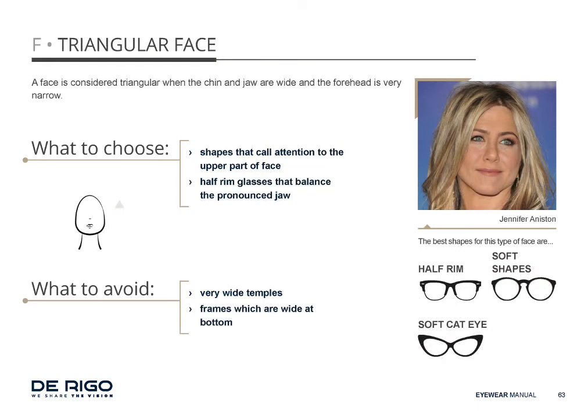A face is considered triangular when the chin and jaw are wide and the forehead is very narrow. Someone with this shape should choose shapes that call attention to the upper part of the face and or half-rimmed glasses that balance the pronounced jaw. They should also avoid very wide temples and frames which are wide at the bottom. The best shapes for this type of face are half-rim, soft shades, and soft cat eye.